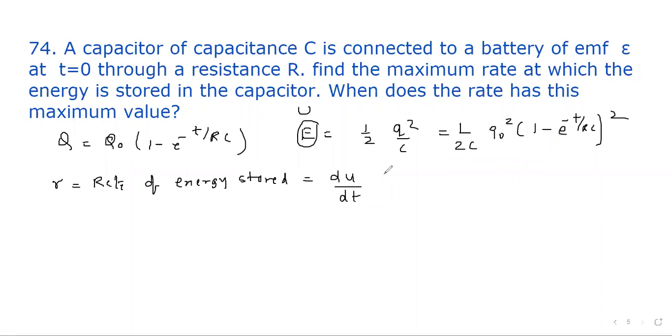So du upon dt will be the differentiation of this. So Q0 square upon 2C, and this will be twice of 1 minus e to the power minus t upon RC into the differentiation of this term. This will become 0, and this will give e to the power negative minus t upon RC, and the differentiation of minus t upon RC is minus 1 upon RC.